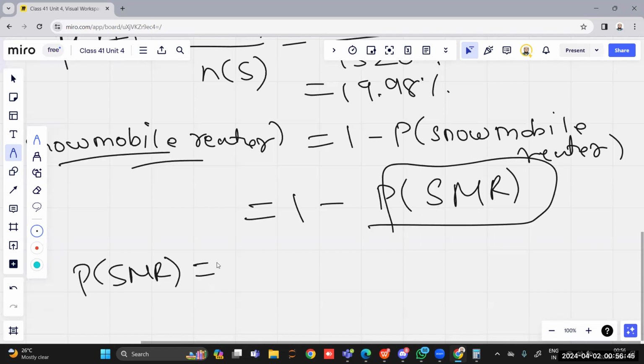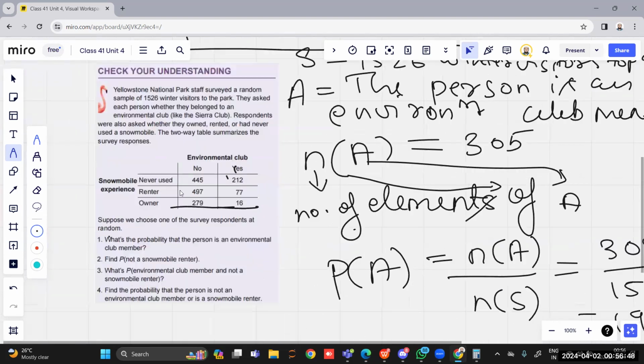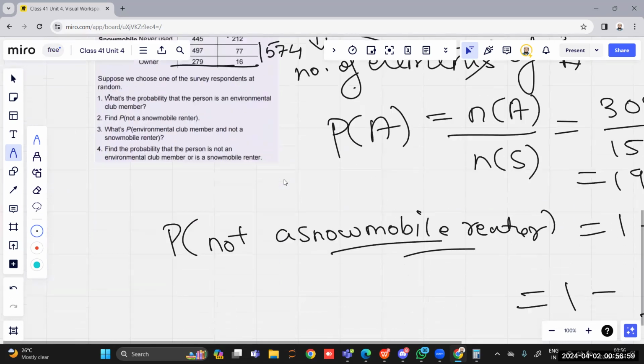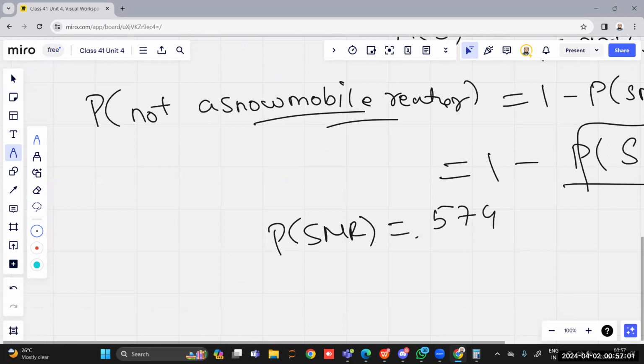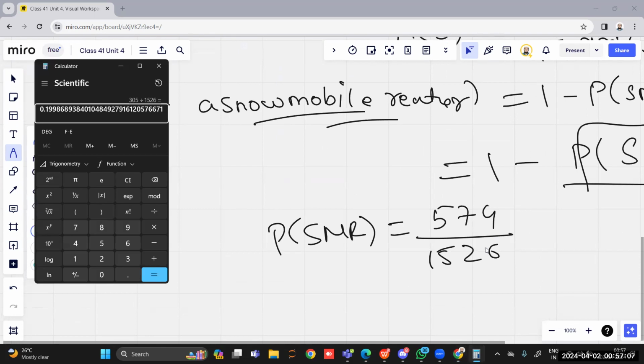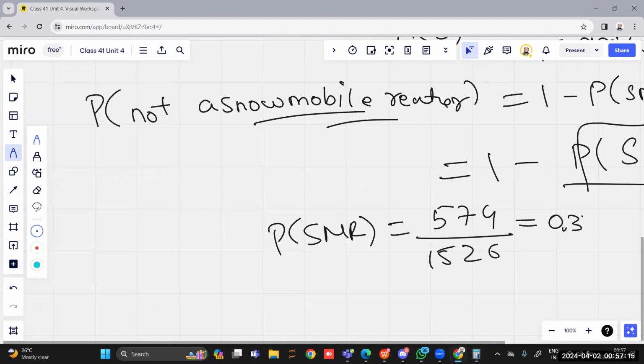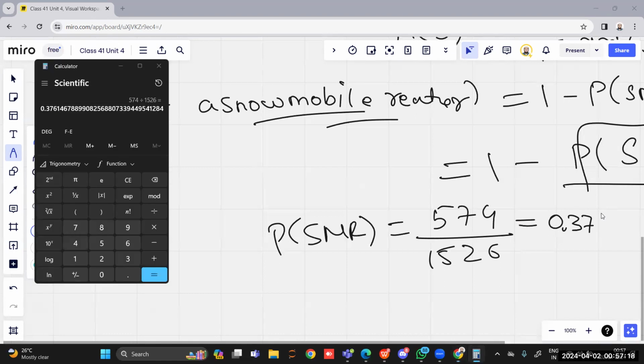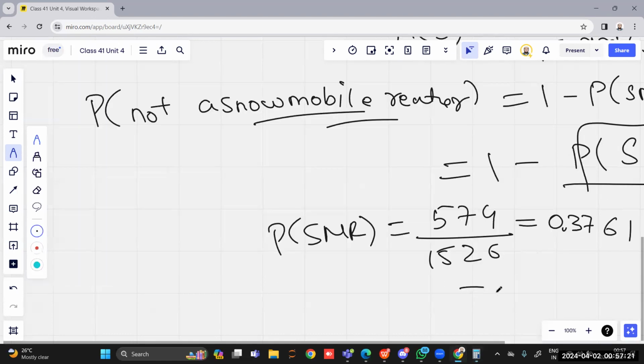So how many people are there in snowmobile renter? We add both of them: 7 plus 7, 14, 1 carry, 6, 7, 1 carry, 5, so 574. So 574 upon 1526. 574 divided by 1526. Are you getting that? It is 0.3761, which is equal to 37.61%.